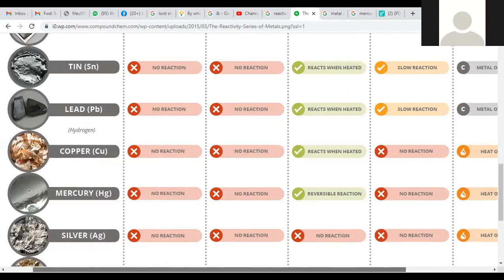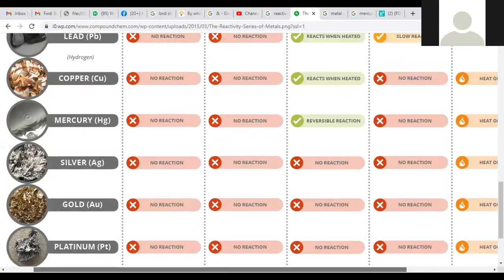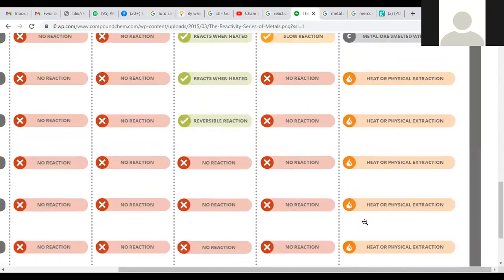Not only copper, even mercury, silver, gold, platinum, all are having the same kind of nature, and they can be extracted by the treatment of heat. Being noble in nature, they are mostly available in the native state. Whatever impurities are there can be removed by the process called heating, and physical extraction can also be applied. No chemical reactivity will be there for these.